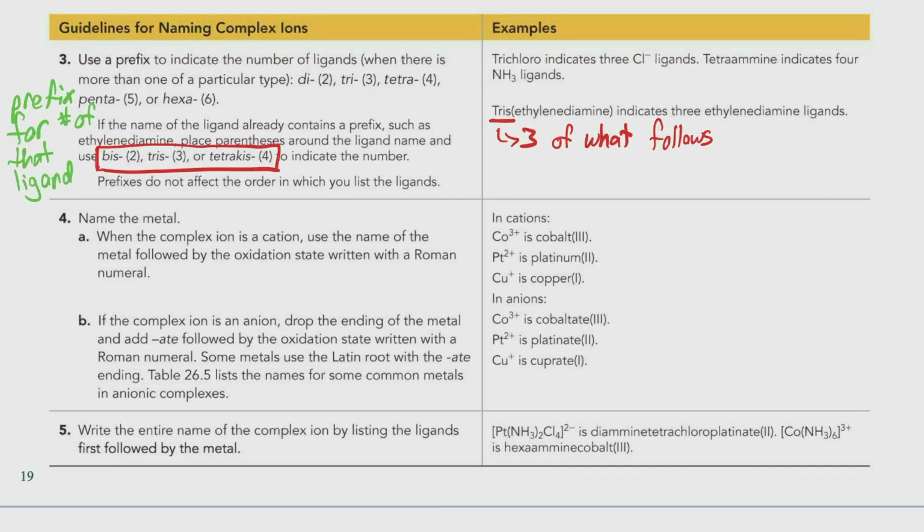And then we get to name the metal. So when the complex ion is a cation, which is usually what it's going to be, use the name of the metal, followed by the oxidation state written with a Roman numeral. Remembering that complex ion is metal plus ligands. So our metal is always going to be positively charged. We could have neutral ligands, we could have negatively charged ligands, we could have a mix of both. So if the complex ion, the metal plus the ligands, is positively charged, then the naming is what we're used to. So Co3+ is cobalt(III), Pt2+ is platinum(II), Cu+ is copper(I).